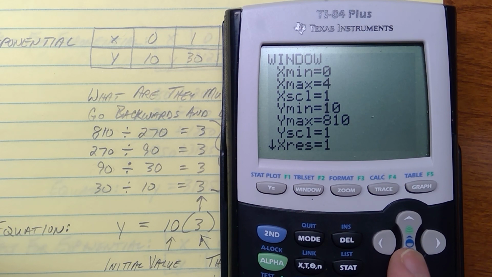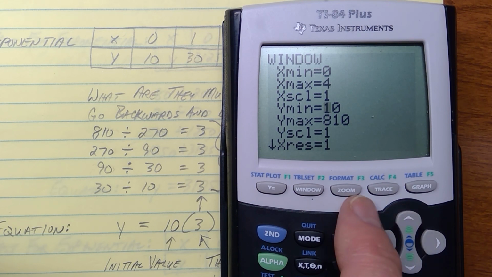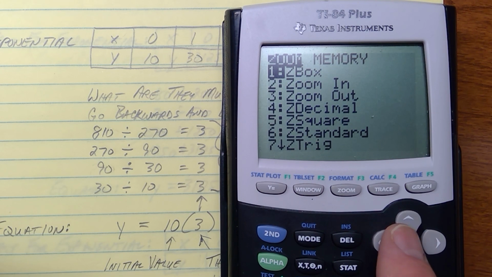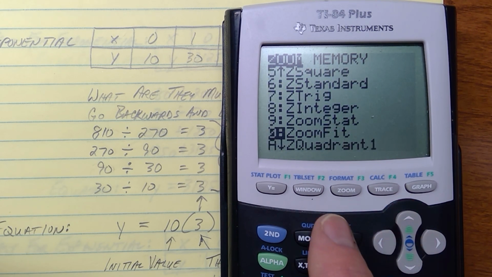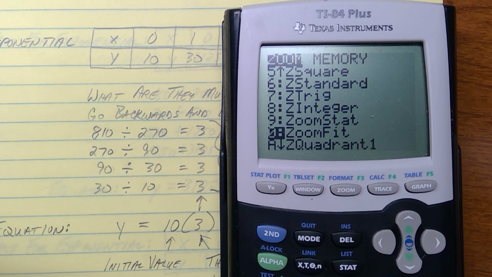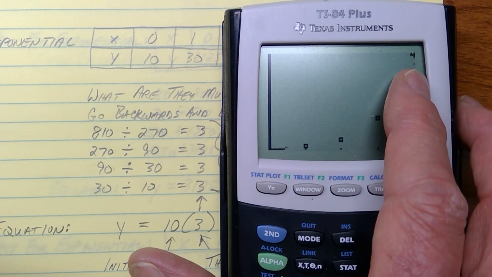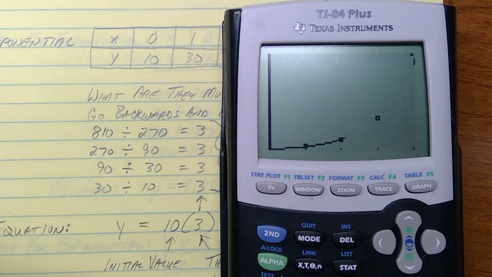Now we're not going to mess with the y values, all right? Don't mess with them. We're going to use zoom fit, which is option 0. And on zoom fit, if you set the x's in your window and then hit zoom fit, it'll figure out the y's for you. Now just hit enter and wait. See, it's thinking up there, thinking. And it puts a curve right through there.